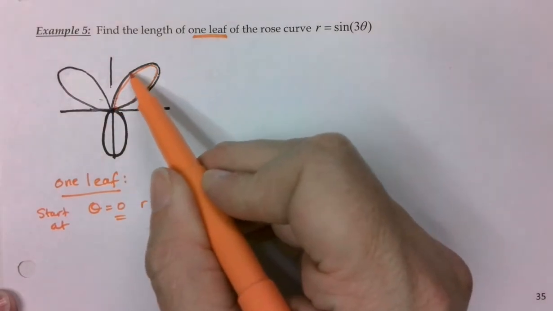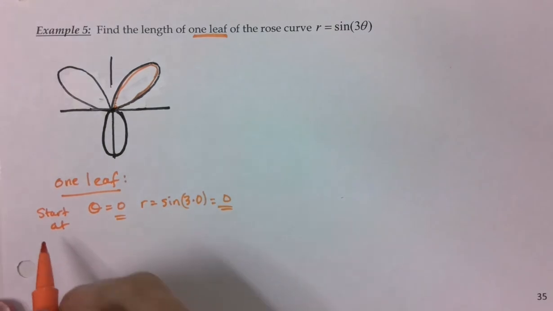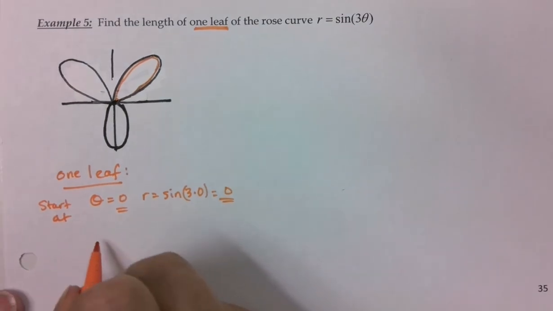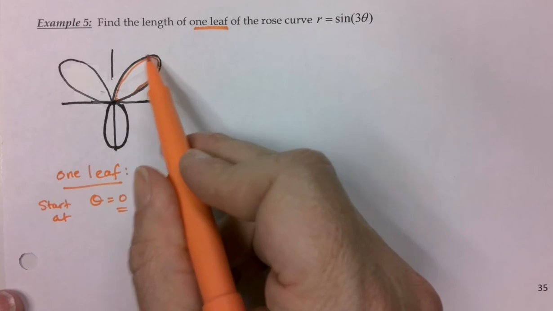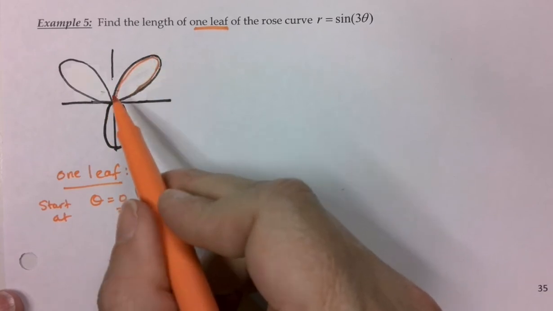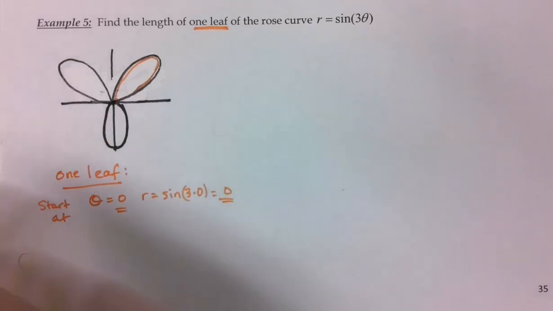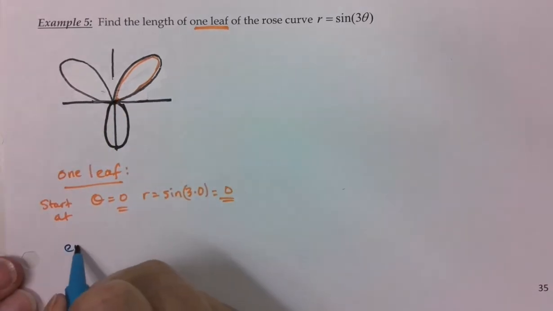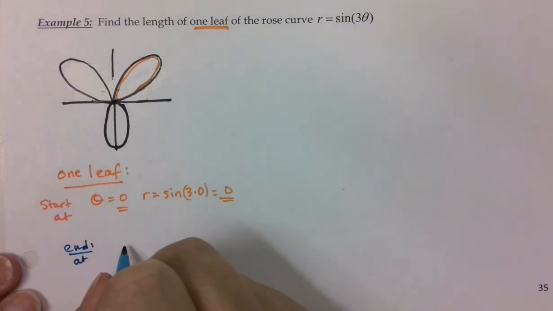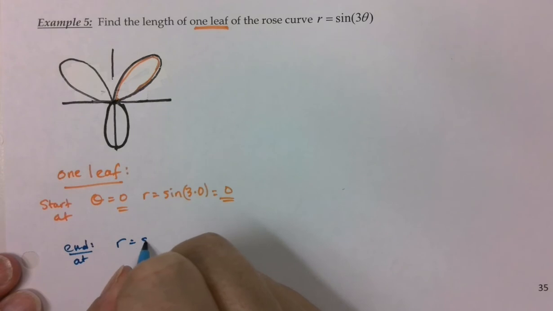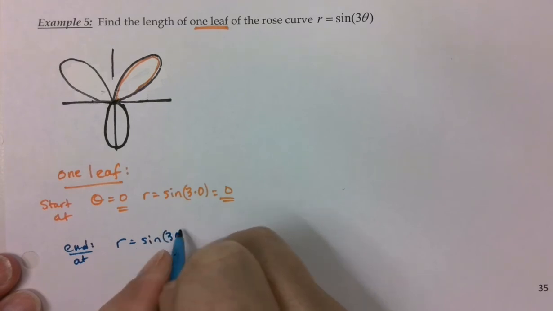And then we work our way through the petals. So I want the sine of 3 theta, it's going to come out here and go back down. So it's going to be equal to 0 again. So I want the end, which will happen at an angle theta such that r, which is the sine of 3 theta, equals 0.